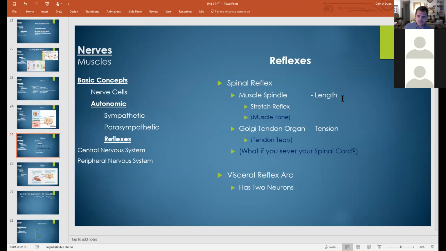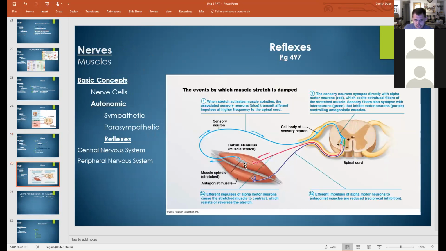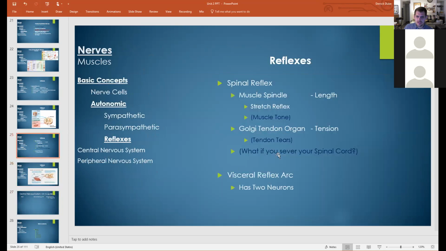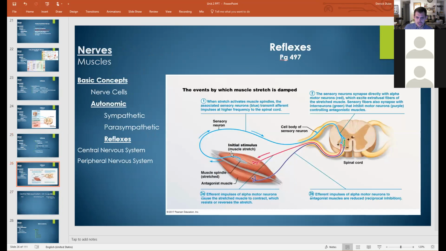The muscle spindles, you can see here, are round muscle fibers, and they essentially are checking for your muscle stretch. Whereas your Golgi tendon organs are going to be around here in your tendons, also checking for the tension.